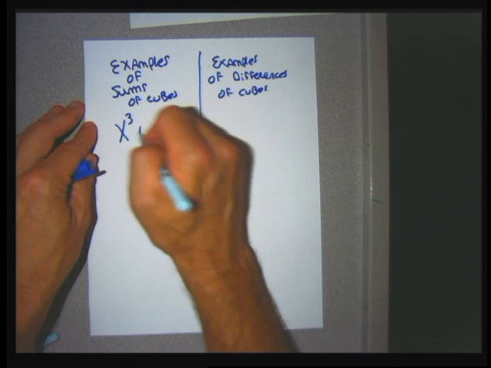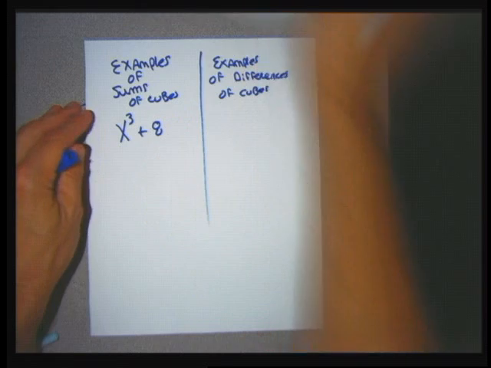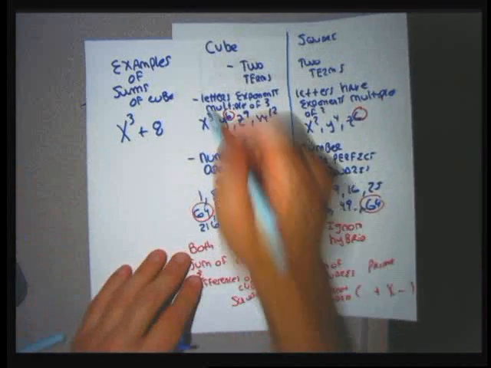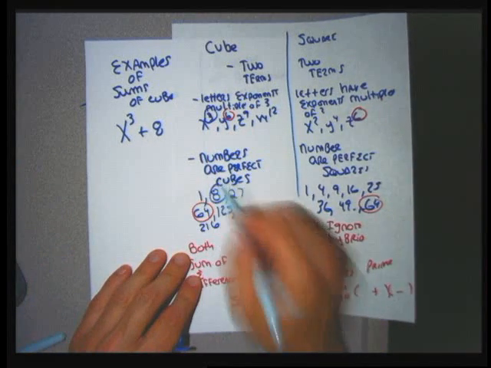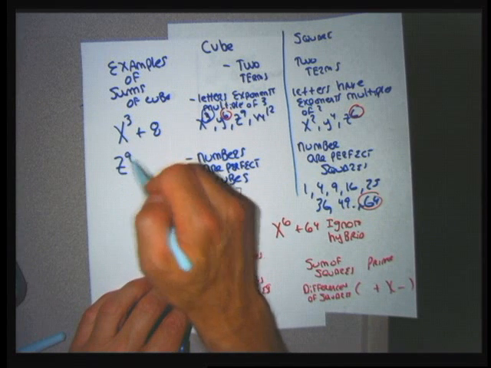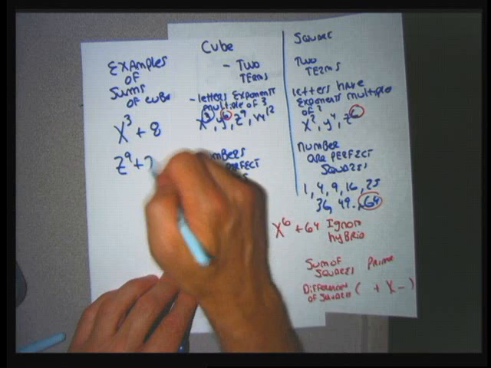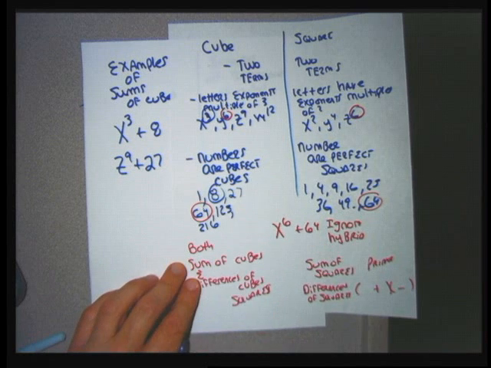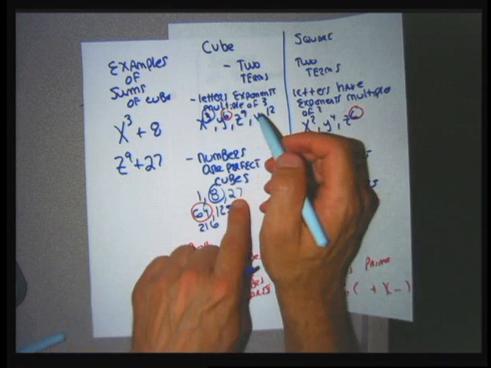Exponent needs to be a multiple of 3. The number has to be a perfect cube. So if I look at my exponent, it's a multiple of 3. The number 8 is a perfect cube. That makes it a sum of cubes. If I had like z to the 9th plus 27, that would be a sum of cubes because the exponent's a multiple of 3. The number's a perfect cube.